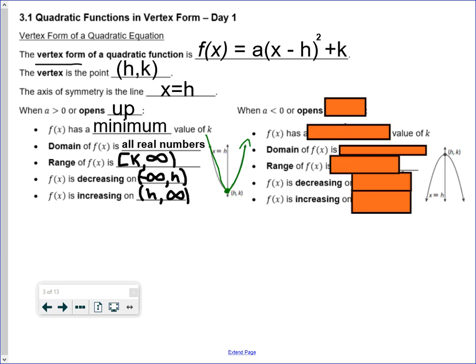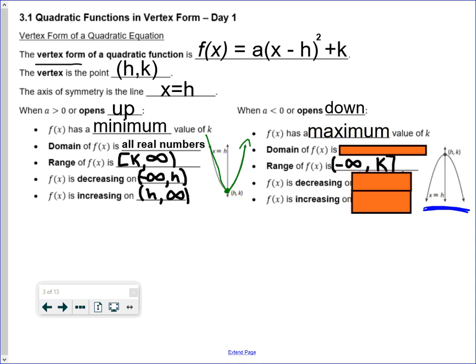Now, when it comes to the function when a is negative, or when a is less than 0, or when it's opening down, it's going to be a little different. So we have our graph of what that's going to look like on the right here as well. It's always good to have a little rough sketch of a graph so you can see the properties of it. We see f of x has a maximum value of k. We see our vertex is our biggest point. That's our maximum point, and everything on the graph is below it. So that's our biggest point.